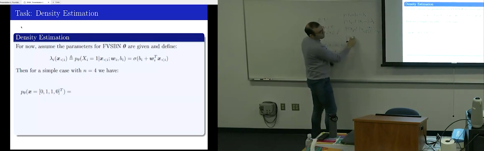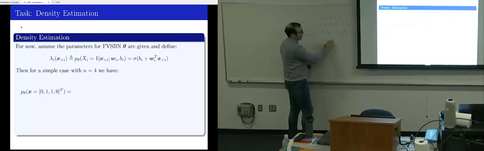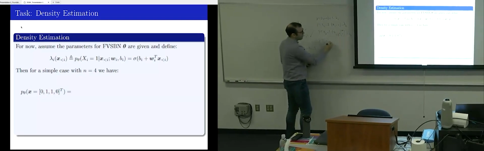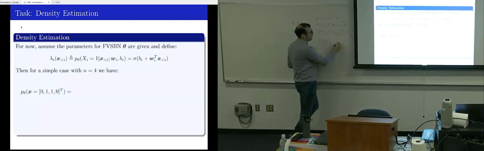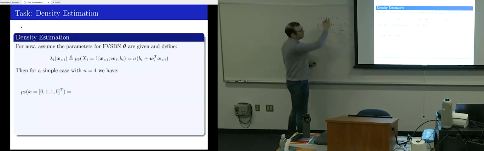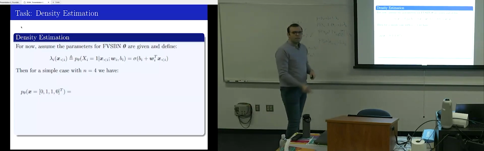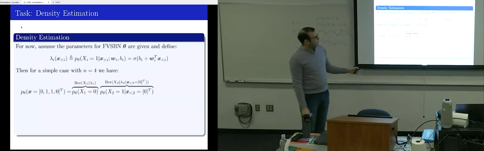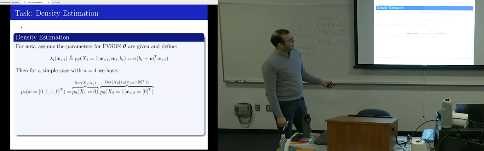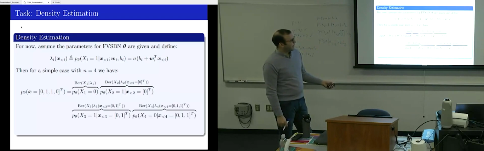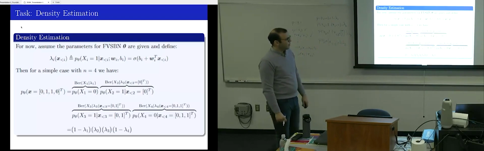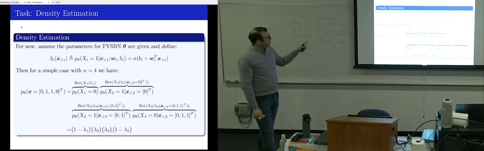And the last one, x4 equal to 0 given the previous ones, is 1 minus lambda 4. If I multiply all of them, I can calculate the probability of this input using our model. We do not know how the model is trained, but assume that the model is trained. The first element, the second, the third, the last, and the complete. This is exactly what we write here.